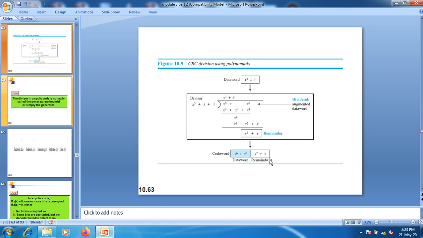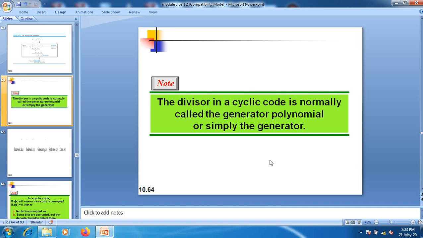The destination also performs the same division operation, and if it receives 0 as a remainder, in that case it extracts the data word from it. When it comes to the CRC, the divisor in a cyclic code is normally called the generator polynomial, or simply the generator. Listen carefully, we have gone through this particular CRC.